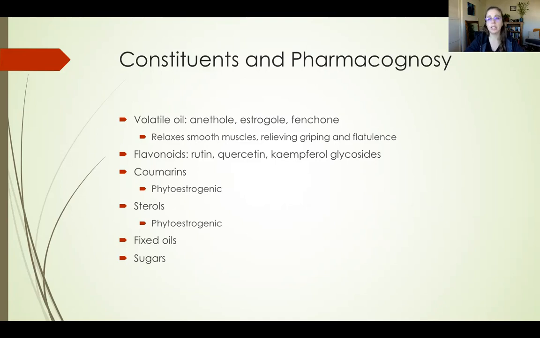It also has flavonoids, primarily rutin, quercetin, and camphorol glycosides. It also has coumarins and sterols, and these components are phytoestrogenic. And it also has fixed oils and some sugars.